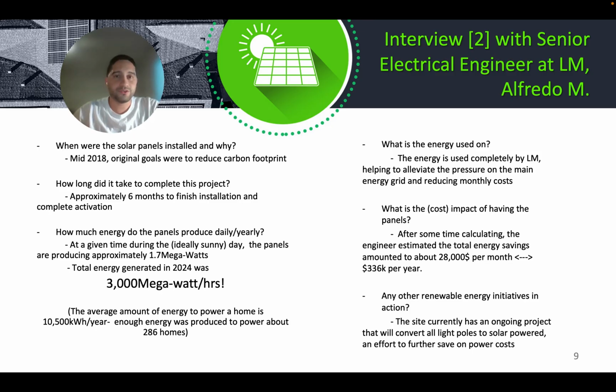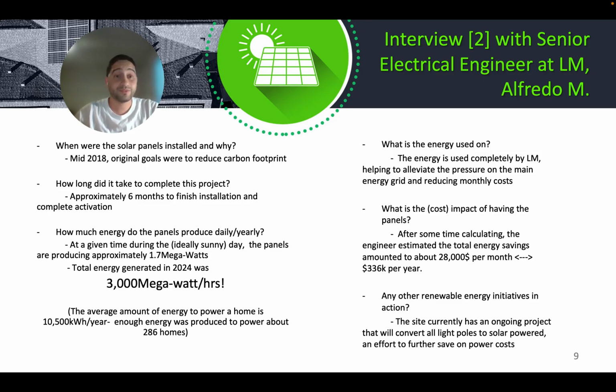This is the interview with the senior electrical engineer at Lockheed Martin, where he mentions that the solar panels were installed in mid-2018 with the original goal to help reduce the carbon footprint. It took about 6 months to finish installation and complete activation of the panels. One thing I thought was really interesting was just the amount of sheer energy that they do produce. At a given time during the day, the panels are producing about 1.7 megawatts.